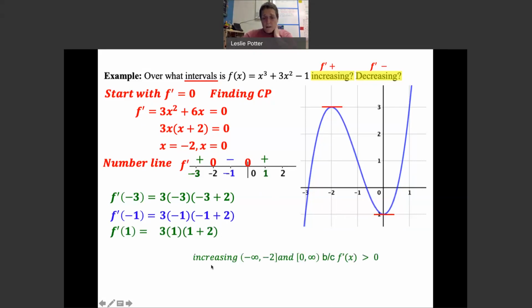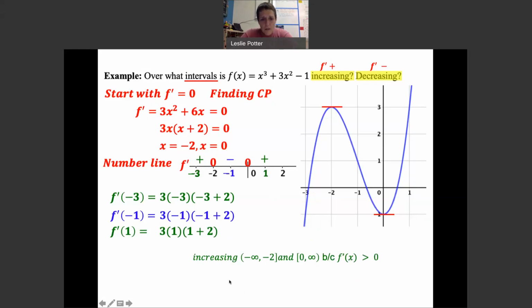So our summary is that f of x is increasing from -infinity to -2 and from 0 to positive infinity because the derivative is greater than 0, or because the derivative is positive. So notice we've answered the question. It's increasing. These are the intervals, and here's my justification. Because the definition of increasing is a positive derivative.